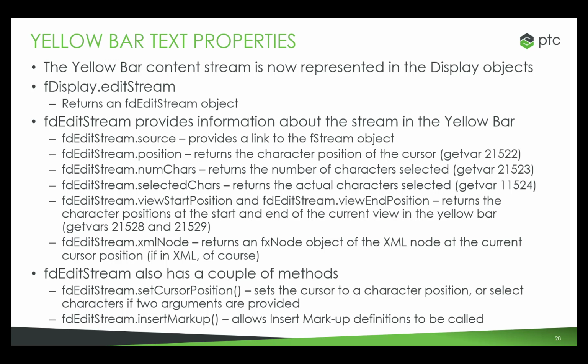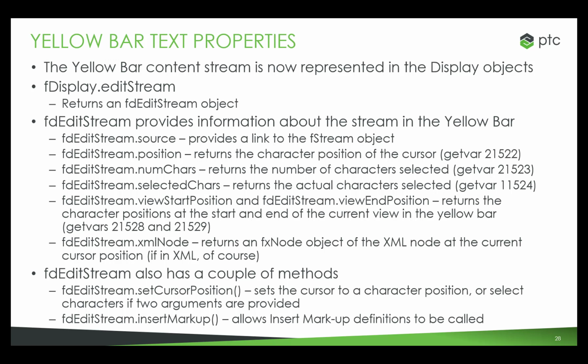There's the position property. This is the equivalent to getVar21522, which gives you the character position of the cursor within the stream in the yellow bar. If you've got characters selected, the fdEditStream.numChars property will give you the number of characters which are selected, and that's the equivalent to getVar21523. The selectedChars property is similar, but that will return you the actual characters which have been selected in the yellow bar. Again, that's equivalent to getVar21524.